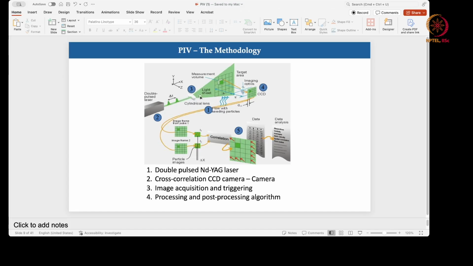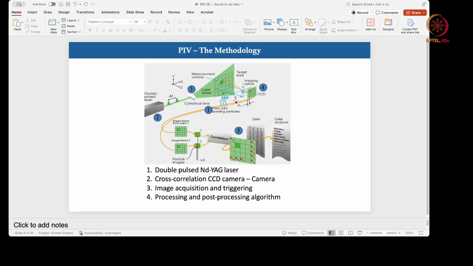We have already shown that by using a cylindrical lens, or a combination of concave, cylindrical, and spherical lenses, you create a measurement volume, which is basically a light sheet. This is the area that is illuminated. Now we divide the area into multiple interrogation windows that we see over here. This is what we call the measurement volume, and this is the interrogation area that we image on the imaging plane, which is typically a CCD.